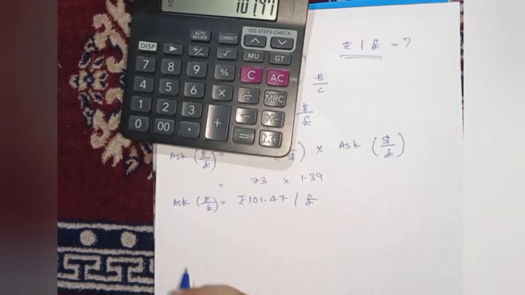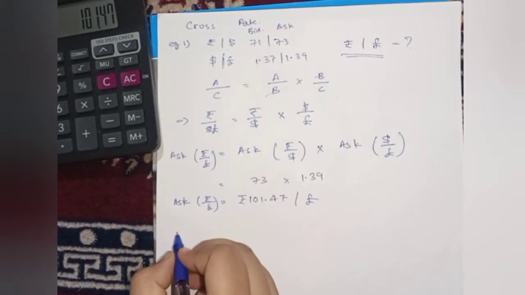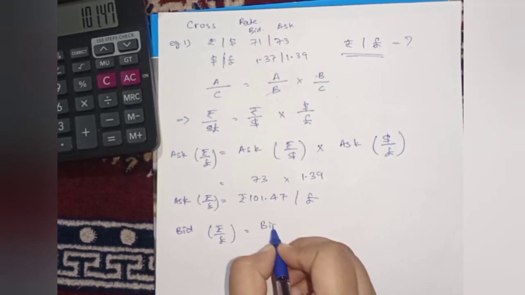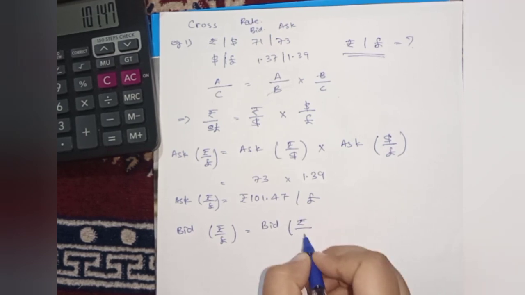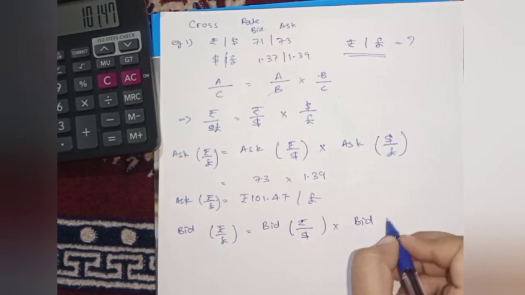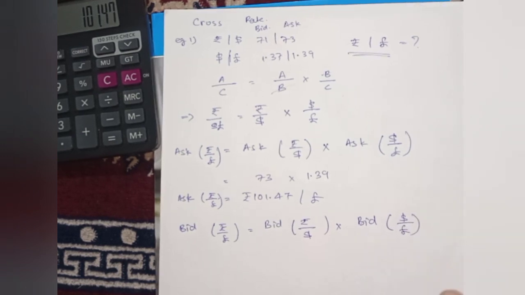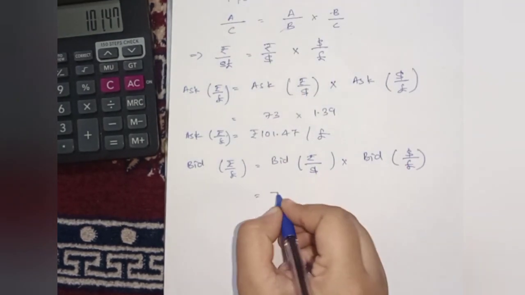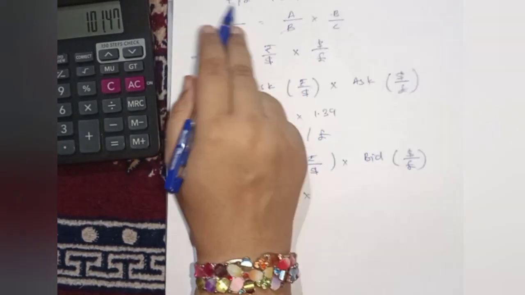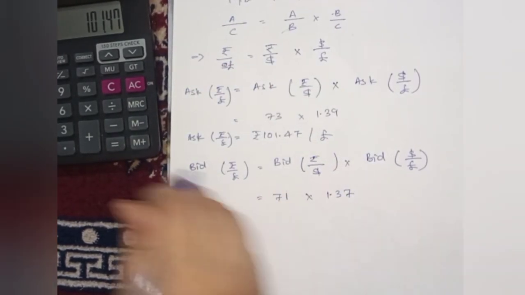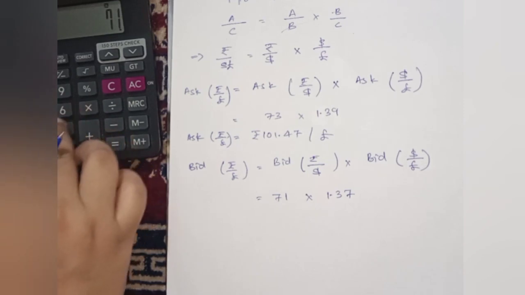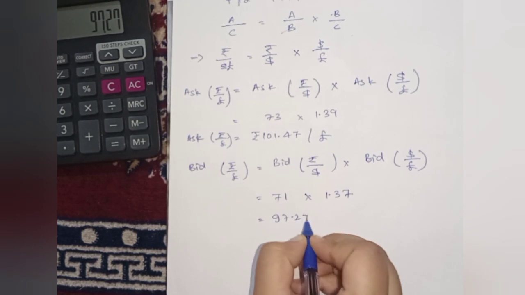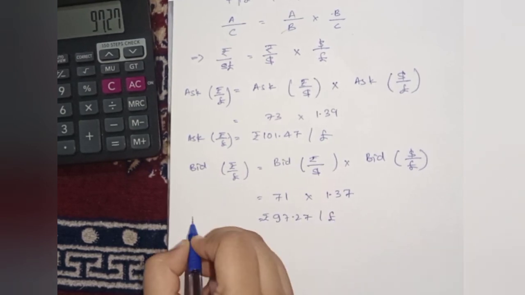Similarly, you will find the bid rate for rupee per pound in the same fashion. The formula will be bid of rupee per dollar multiplied by bid of dollar per pound. What is the bid of rupee per dollar? It is 71. This will be multiplied by the bid of dollar per pound, that is 1.37. So 71 into 1.37 gives 97.27. This is rupee per pound and it is the bid rate.